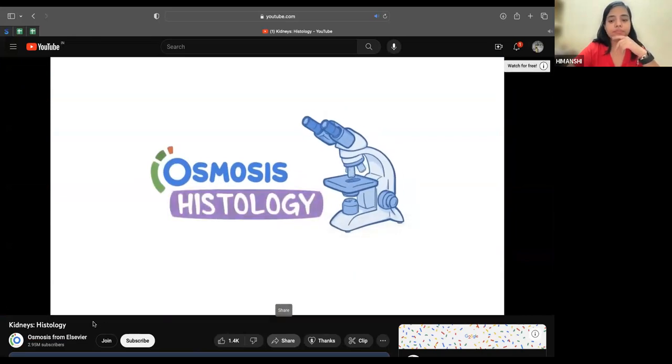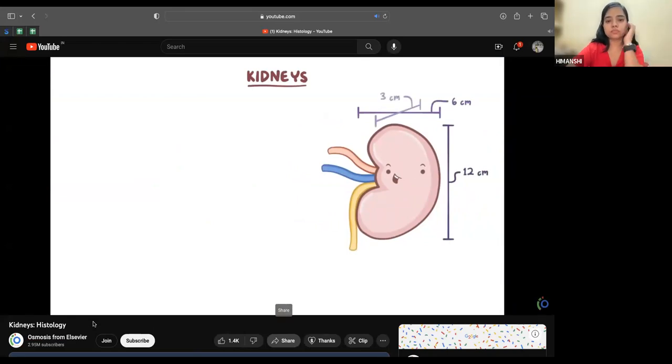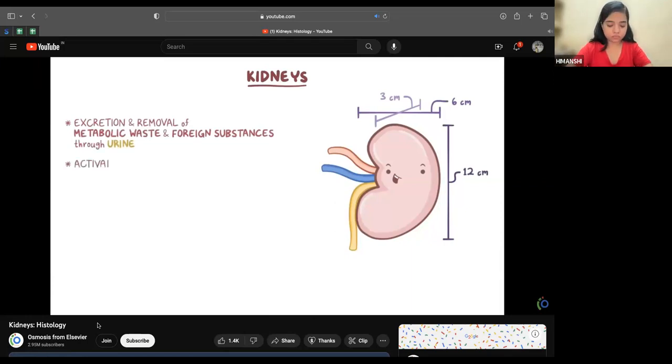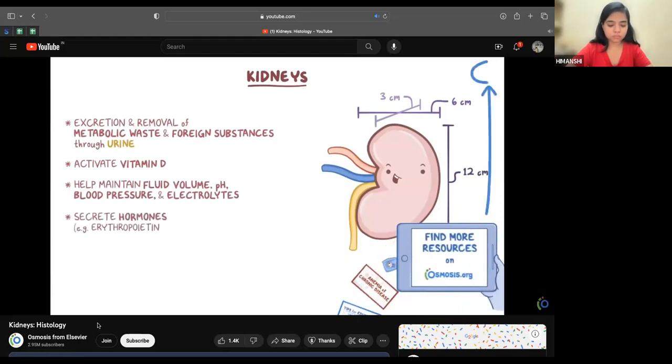Now, let's get a closer look. Kidneys are large, bean-shaped organs that are approximately 12 centimeters long, 6 centimeters wide, and 3 centimeters thick in adults. The kidneys perform a lot of different functions, such as the excretion and removal of metabolic waste and foreign substances through urine. The kidneys also activate vitamin D when needed and help maintain the balance of fluid volume, pH, blood pressure, and electrolytes in the body. The kidneys also secrete important hormones, such as erythropoietin, which increases the production of red blood cells.